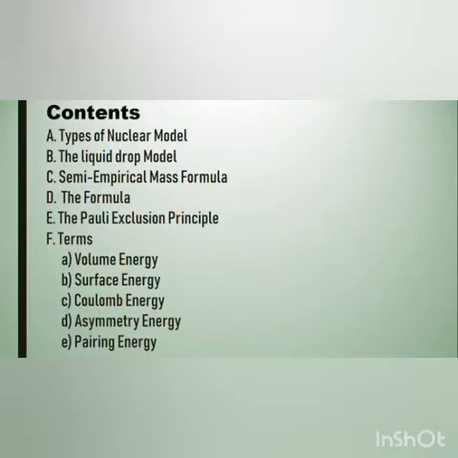So here are the contents. At first, we will discuss types of nuclear models, then the liquid drop model, and then we will deal with the semi-empirical mass formula, and we will see the formula itself, then the Pauli exclusion principle and the various terms which include volume energy, surface energy, Coulomb energy, asymmetry energy, and pairing energy.